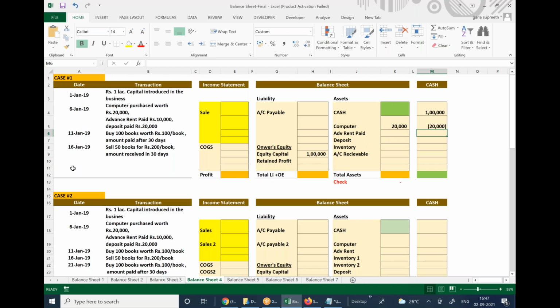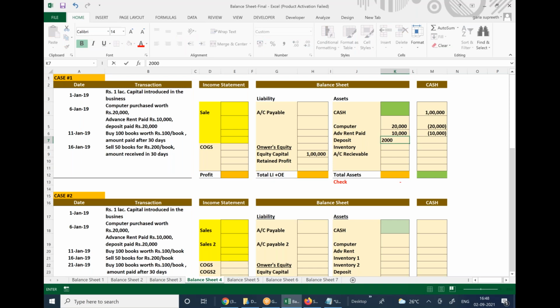Next, advance rent paid rupees 10,000. Remember, advance rent is nothing but prepaid expenses. Yesterday we understood that under the balance sheet, prepaid expenses will come under assets. In fact, you people only told me that. So over here it will be 10,000, and I have paid from the bank, so it will be minus 10,000. Deposit paid rupees 20,000. So deposit is also 20,000.